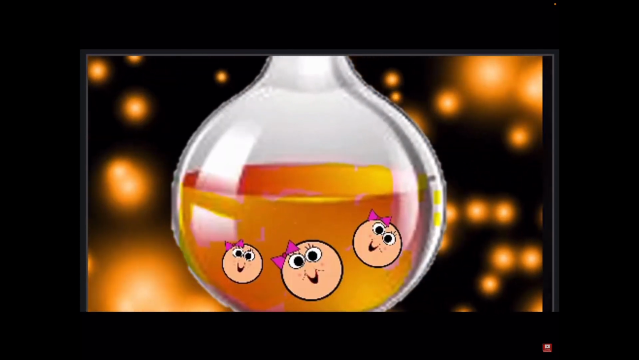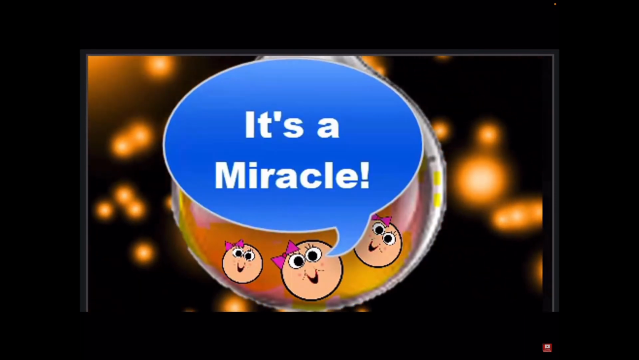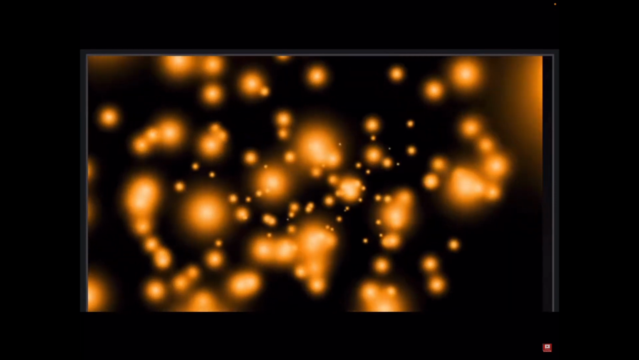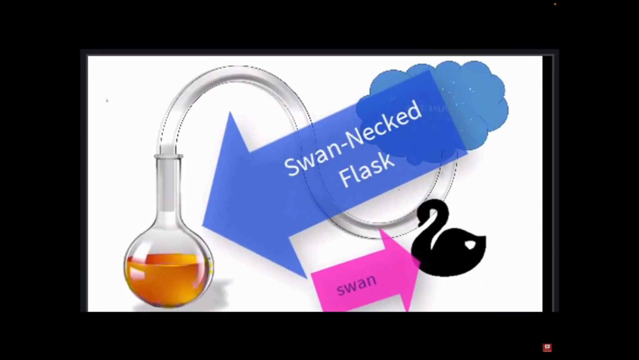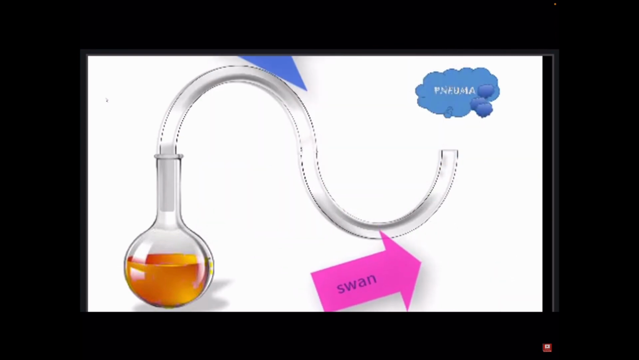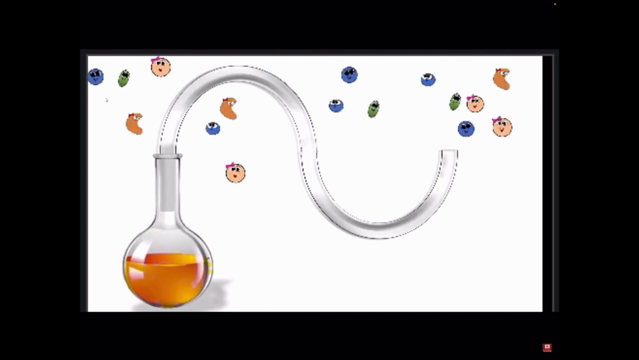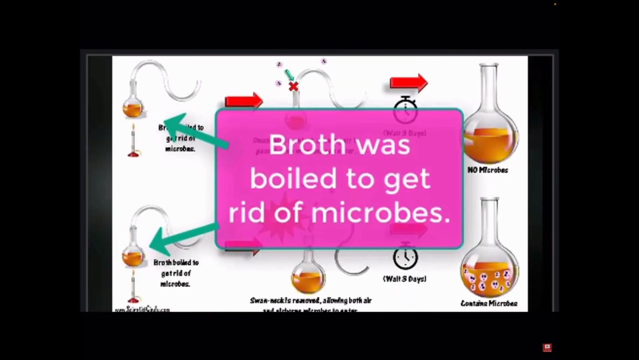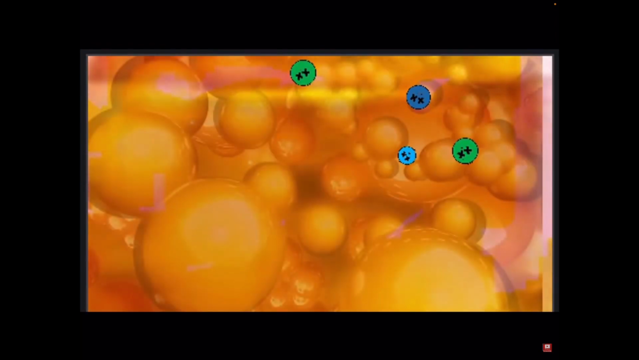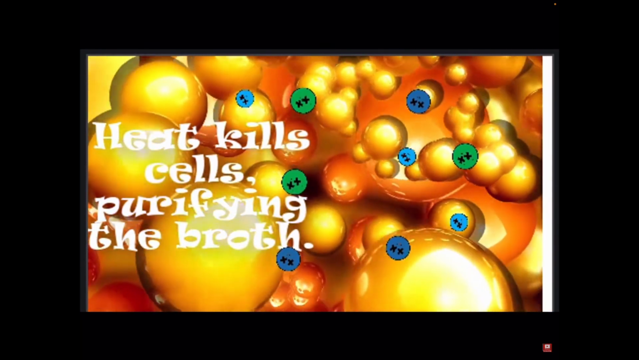In order to put these two different hypotheses to the test, Louis Pasteur created the swan-necked flask. The swan-necked flask was designed to allow air through, or the pneuma or vital heat through, but it would actually trap any microorganisms. Here we see a diagram of the experiment. At the beginning of the experiment, broth was boiled to make sure that there were no microorganisms existing in the broth at the beginning of the experiment.